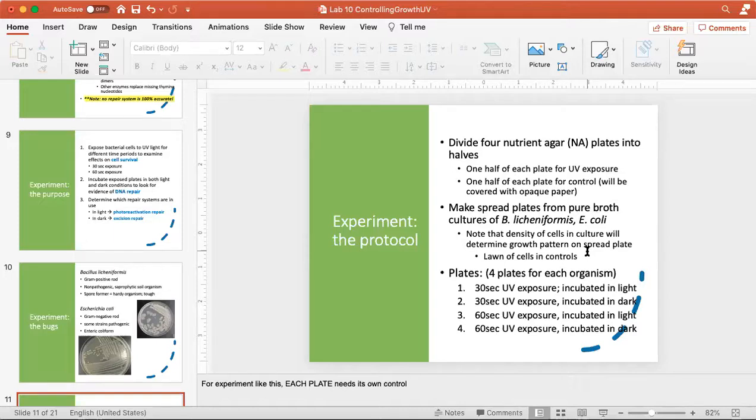So 2 organisms, 4 plates for each organism. And that's because we have 2 exposure times and 2 incubation conditions. The first plate will get 30 seconds of exposure, and it will be incubated in the light. The second plate will get 30 seconds of exposure, incubated in the dark. The next plate will get 60 seconds of exposure, incubated in the light, 60 seconds of exposure, incubated in the dark.